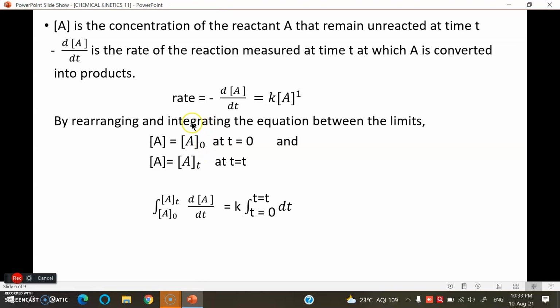Now student, we have to integrate this equation within the limits. On integrating within the limits, concentration of A0 lower limit, upper limit concentration of At, d concentration of A divided by dt is equal to, outside the integration sign is the constant, that is K, integrating within the limits t is equal to 0 to t is equal to t dt. Time term, rate term.